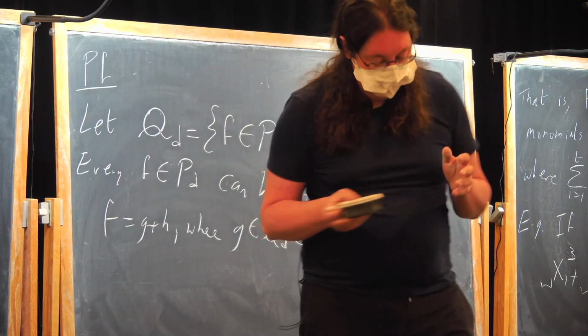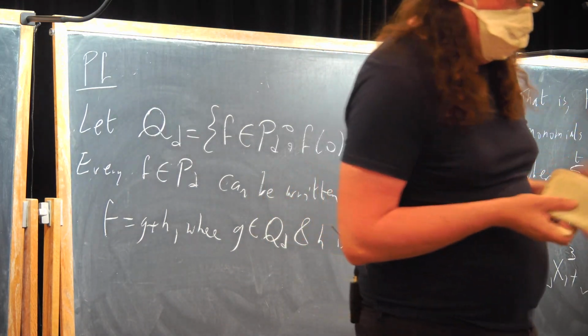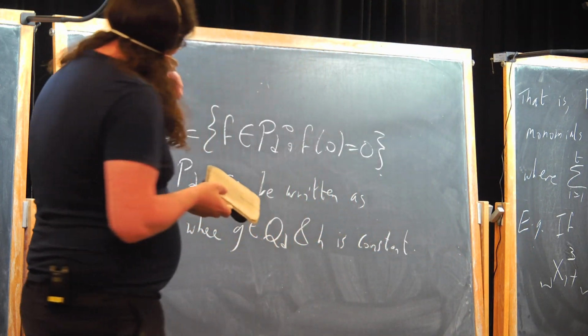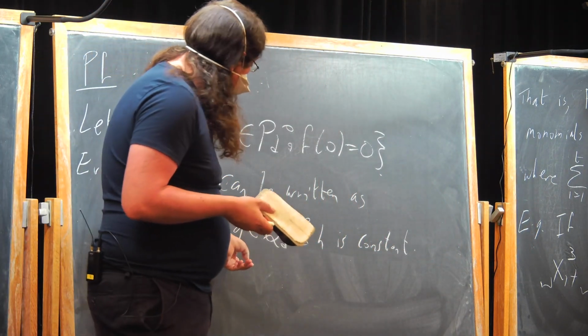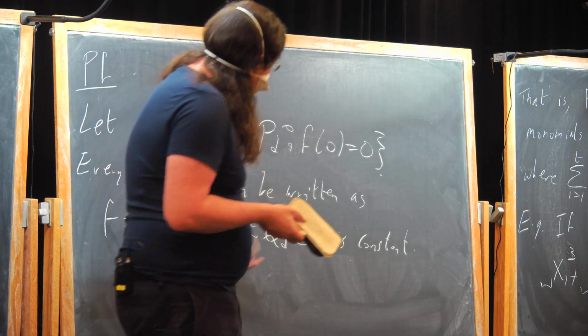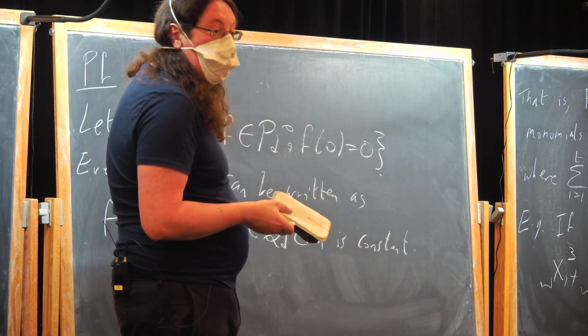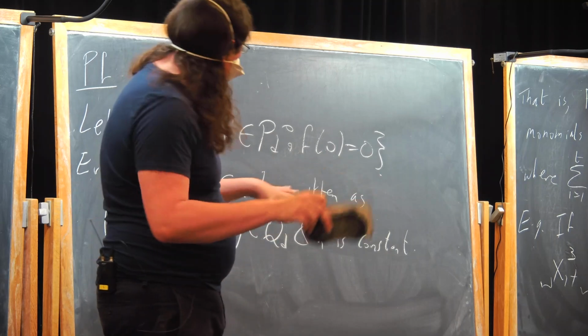And actually, what we're doing is choosing a random polynomial. If we're choosing a random polynomial in PD, one way to do that is to choose a random polynomial in QD and a random constant independently. That produces a random polynomial in F. It's still uniform.